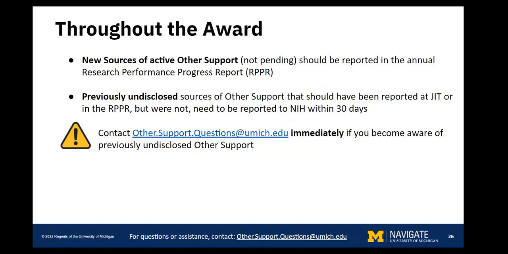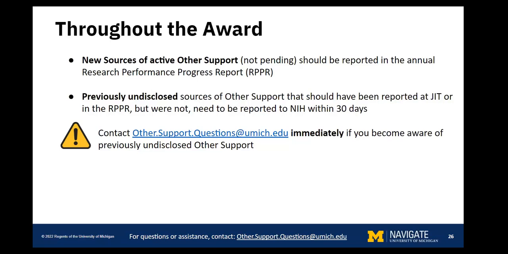All right, so some other words of advice for things that might crop up throughout the life of an award. If you have new sources of active other support, not pending, they should be reported in the annual Research Performance Progress Report, or RPPR. As I mentioned earlier, though, in response to someone's question about RPPRs, we've actually gotten some conflicting information recently from NIH on their expectations for other support at RPPR. So stay tuned for communications or updates, either from us or from NIH, on hopefully some clarifying information related to RPPRs. But based on what they have stated in writing, that is what should be included at RPPRs.